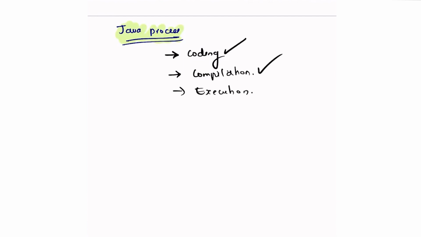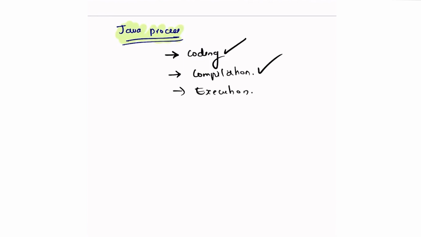So what is the process? There are three main stages in Java. One is, obviously, you need to code. Coding, without writing, nothing will happen. The second step is compilation. And the third step is execution. What are the three main steps? First step is coding. Second step is compilation. Third step is execution.